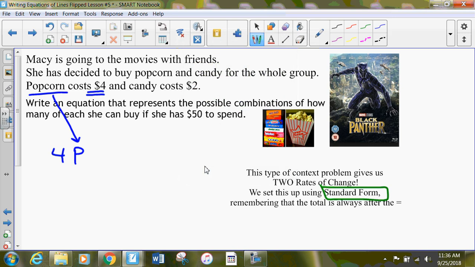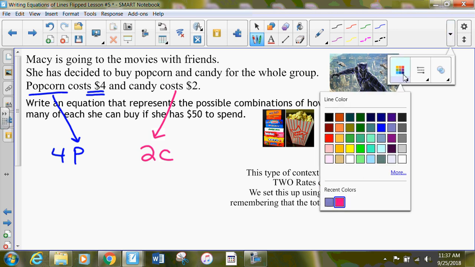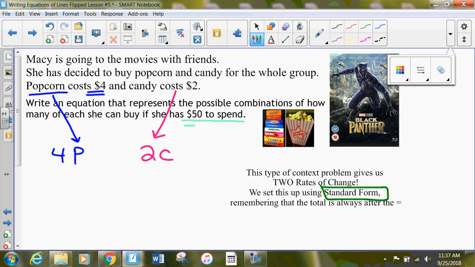Now we're going to look at the candy. The candy costs $2 per candy. So I'm going to set that up as a separate value. And I also know that they've told me she has $50 to spend. So I'm going to put that 50 over here, right?